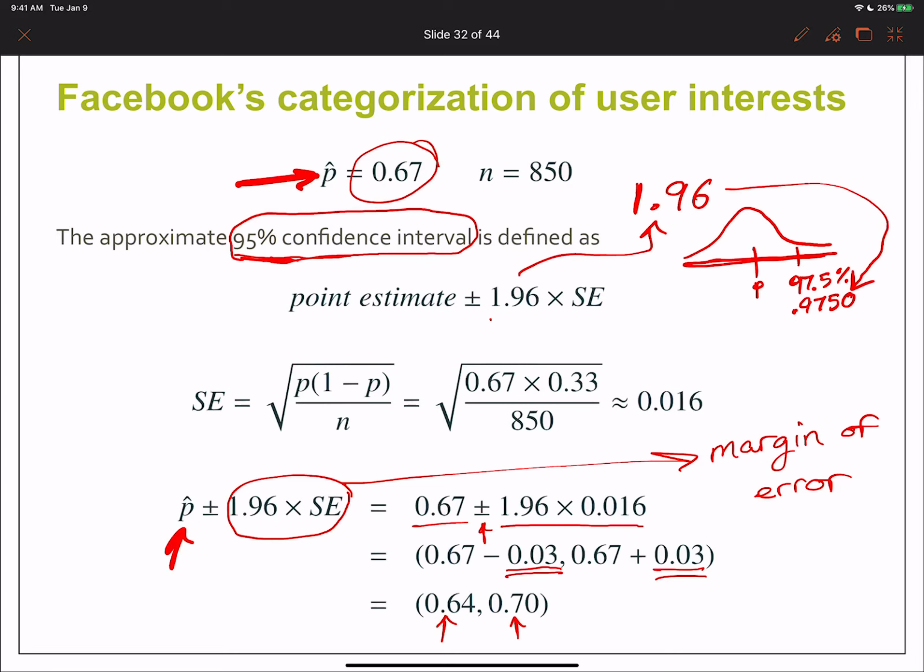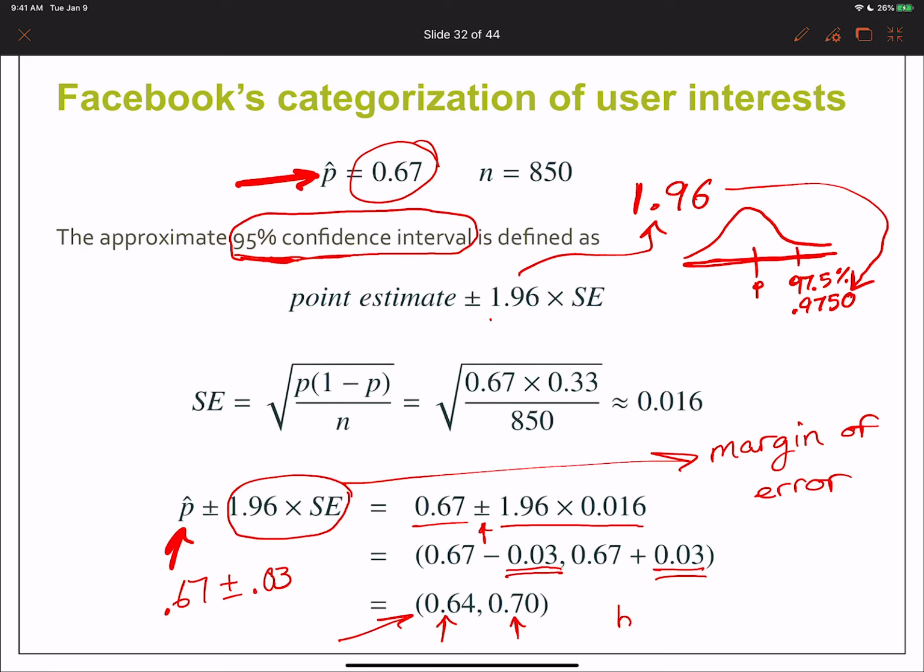But what was the amount that it was plus or minus? 0.03. Or 0.031. Okay. Oh yeah, which was our margin of error. So your final answer could be 0.67 plus or minus 0.03, or you could write it like that.